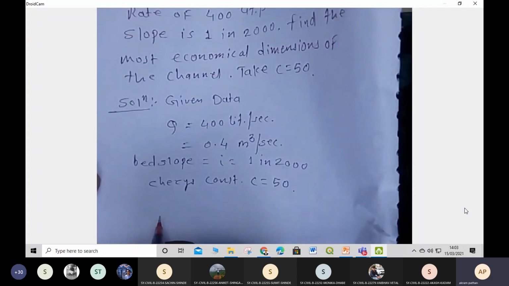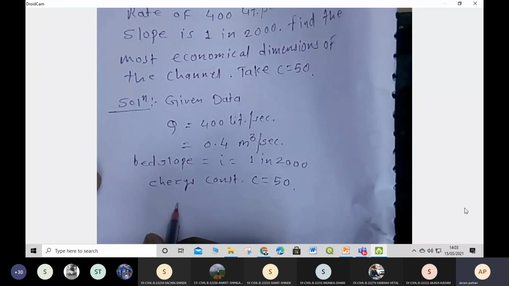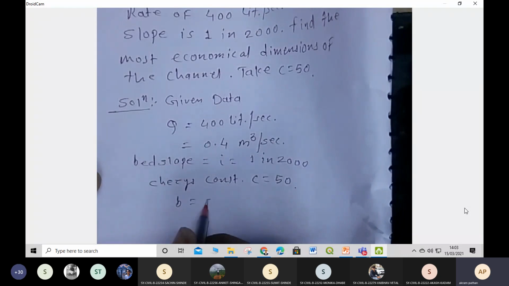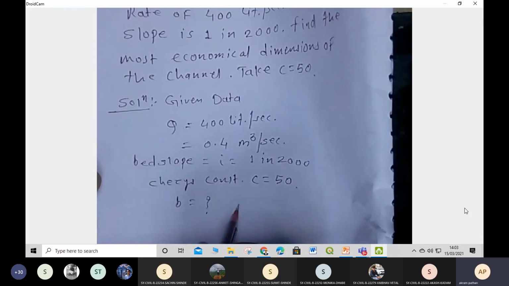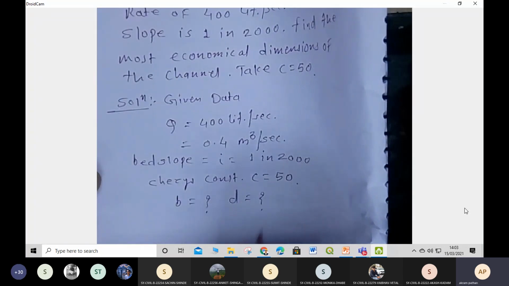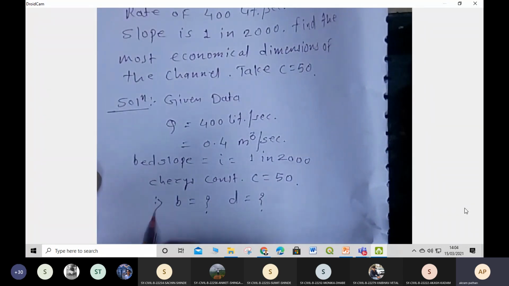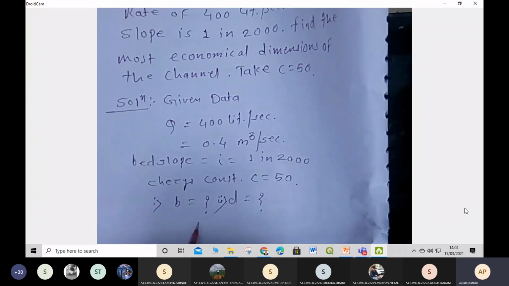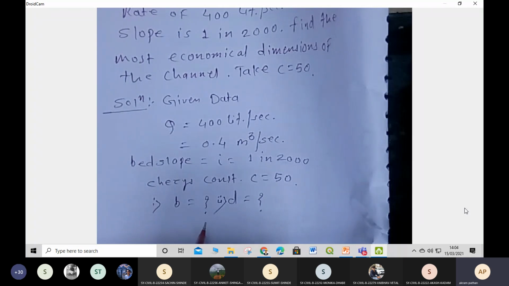Now what do we need to find out? We need to find out the most economical dimension, that is what should be the bed width of the channel and what should be the depth of flow in the channel. So first we need to find out the bed width of the channel and the depth of flow. So how will you find out?